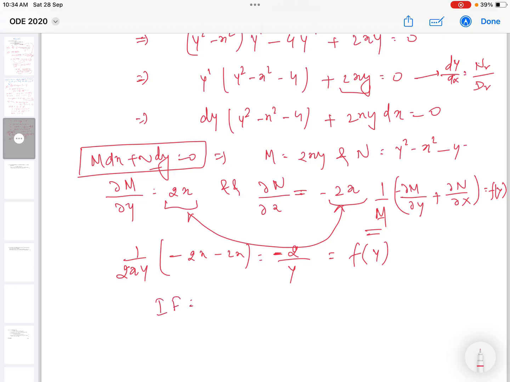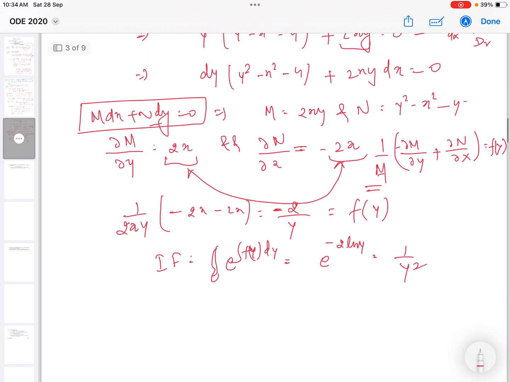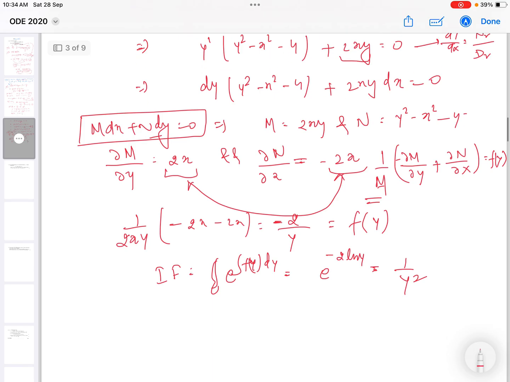Now the integrating factor is nothing but e raised to the integration of f of y. If we do this, it comes out to be e raised to minus of ln y, then it becomes 1 by y square. So multiplying both sides by this 1 upon y square, we get 2x by y dx plus (1 minus x square over y square minus 4 by y square) dy equals 0.